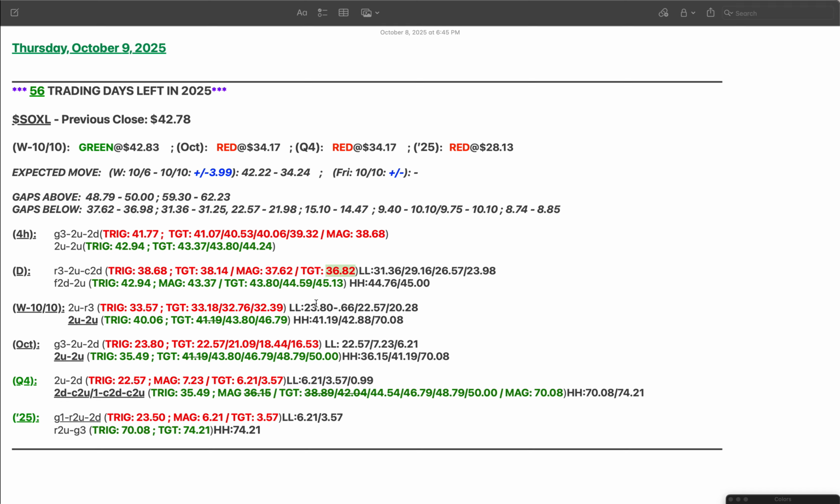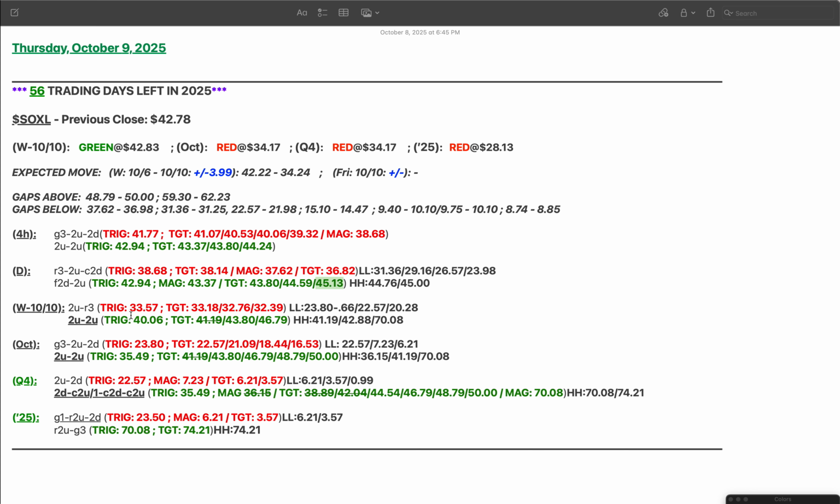of 36.82. If we get price action to the upside, it is a failed 2 down, 2 up, triggering at 42.94. Magnitude of that move is 43.37. So we've got the extended targets of 43.80, 44.59, and 45.13.